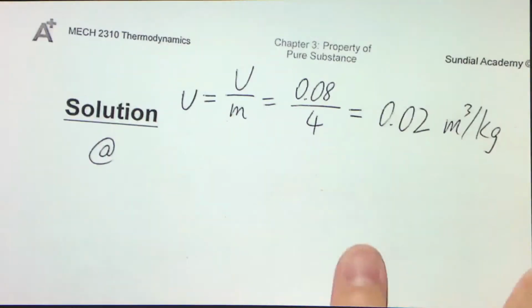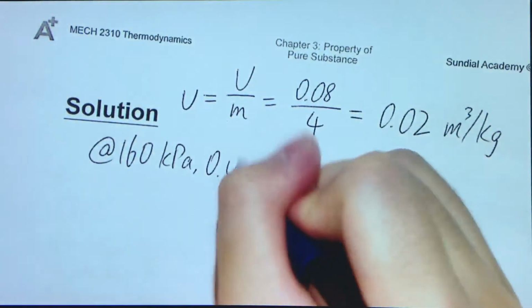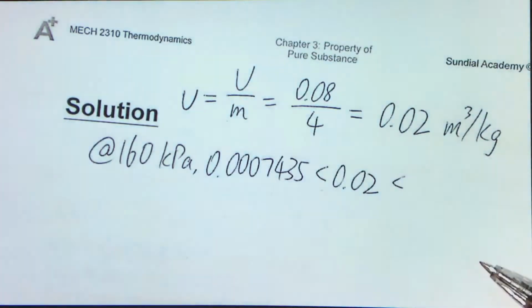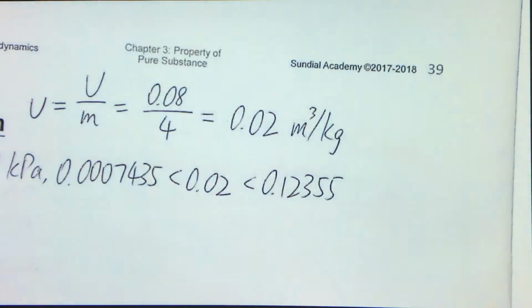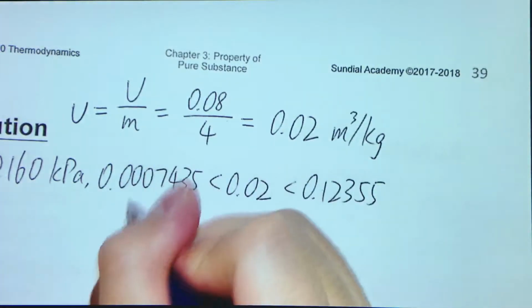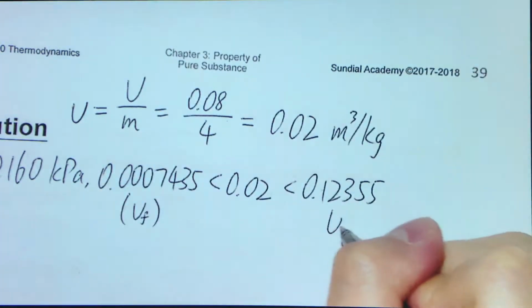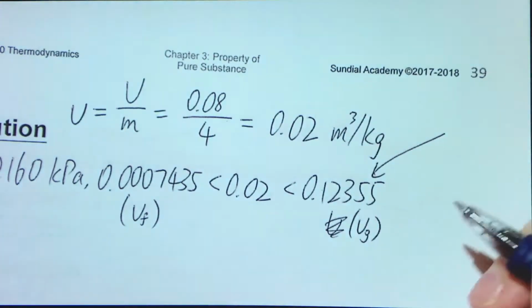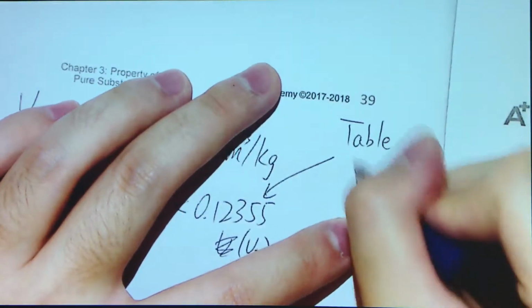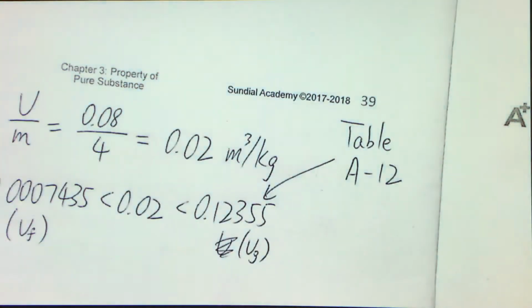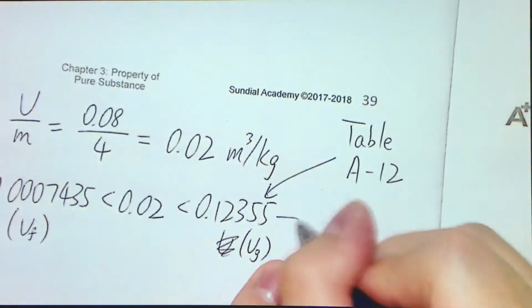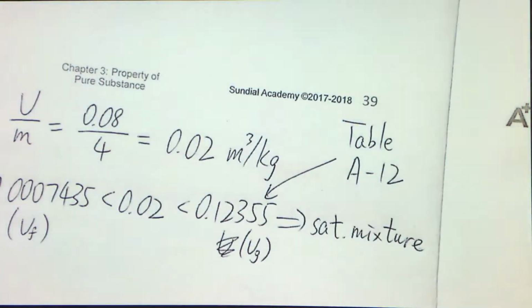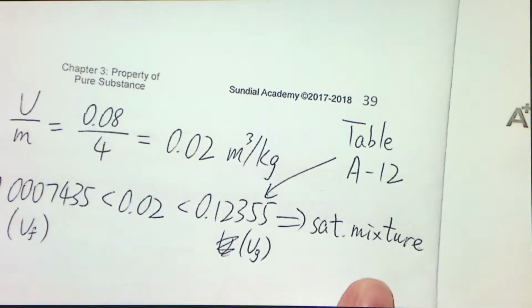So we will say that at 160 kilopascal, 0.0007435 is smaller than 0.02, which is smaller than 0.12355. Note that this is vf and this is vg. These two values are found from table A12. So it means that it is in a saturated mixture state. Since we know it's a saturated mixture, we can proceed to find the things that we need to know.